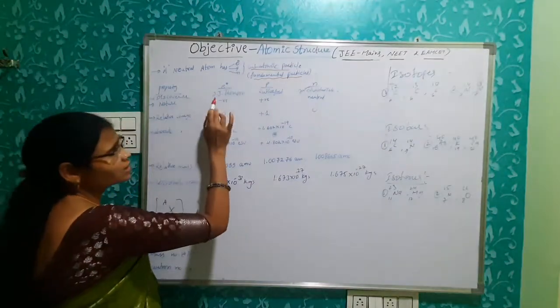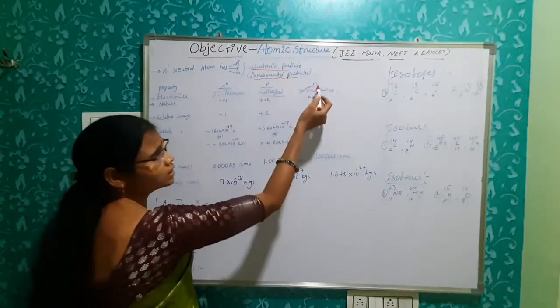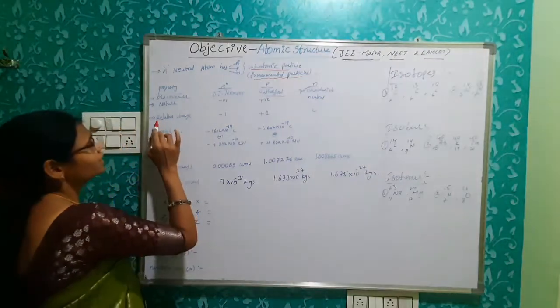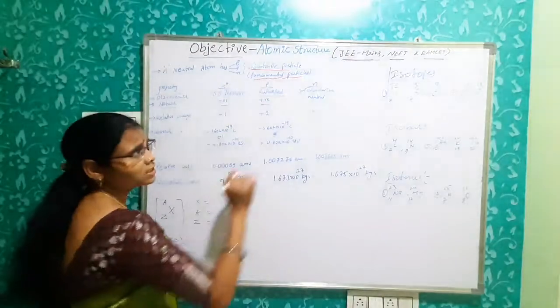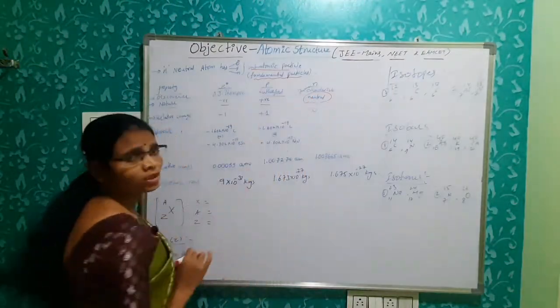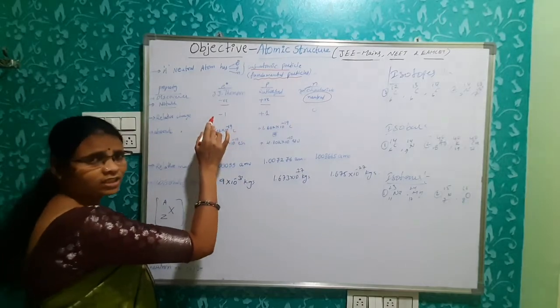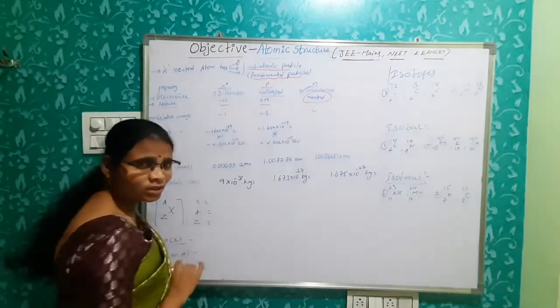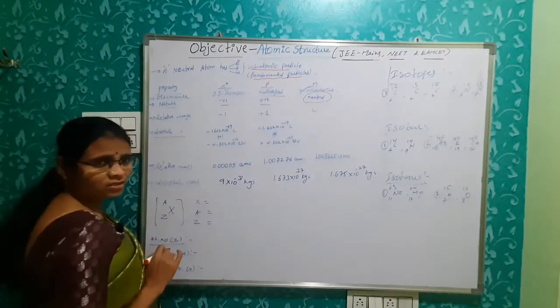The electron was discovered by J.J. Thomson, the proton was discovered by Rutherford, and the neutron was discovered by James Chadwick. Next, nature: the electron is negatively charged, the proton is positively charged, but the neutron is neutral. Next, relative charge. The relative charge of the electron is taken as -1, for the proton +1, and for the neutron the charge is neutral, so that's why 0.